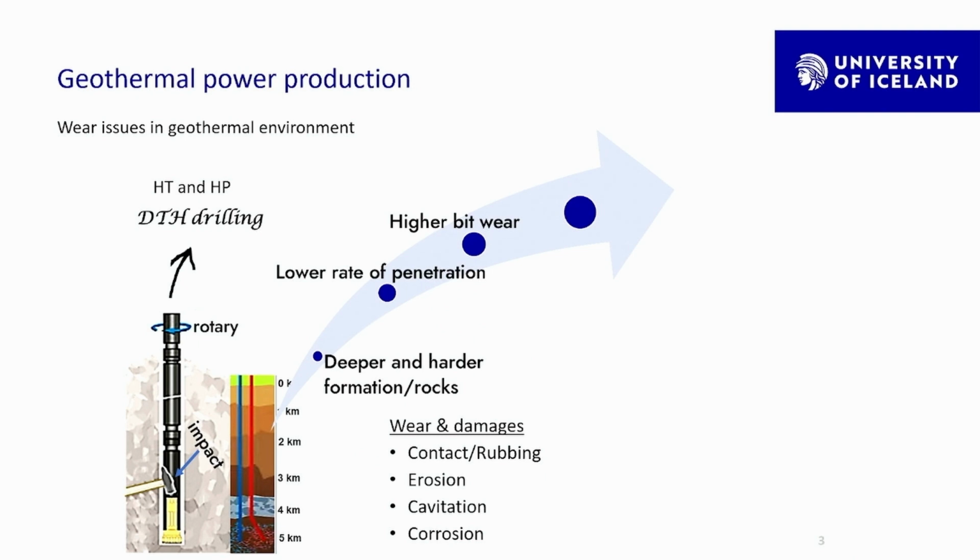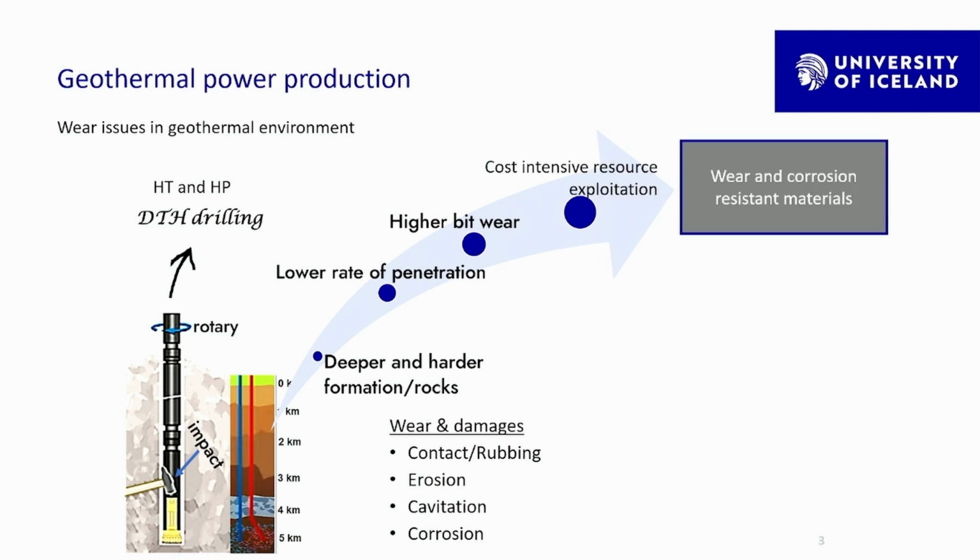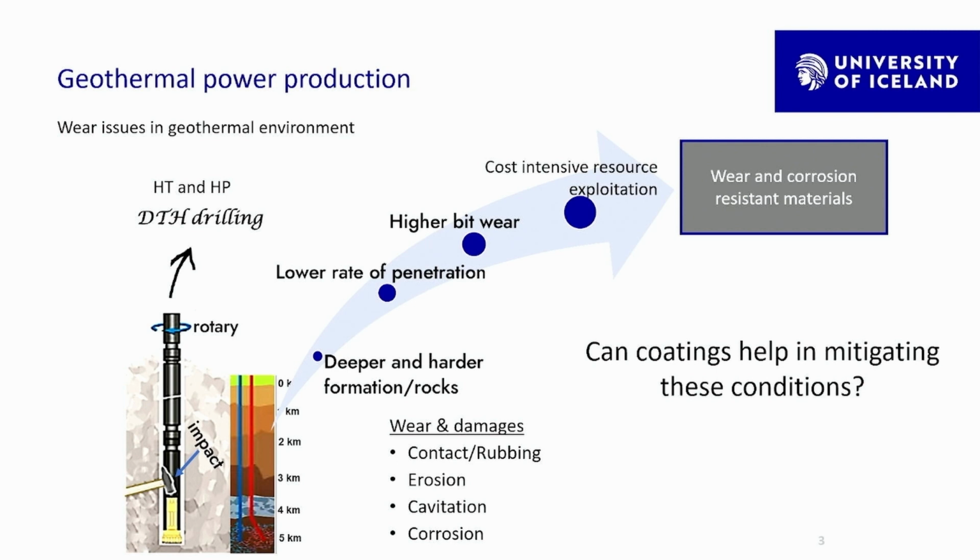So when we want to drill deeper, the effort is made to try to increase the rate of penetration, and the intent is to drill deeper to obtain higher temperature fluid, for example, in mainland Europe, not necessarily in high temperature geothermal areas. And this will increase the effects of both wear as well as potential corrosion of the materials. So the approach for this project was, can we develop coatings that can mitigate these conditions?